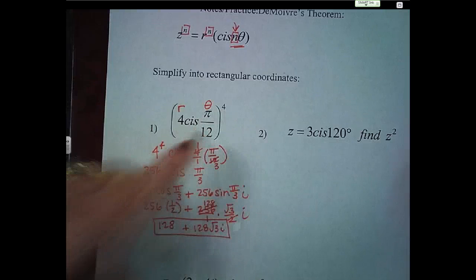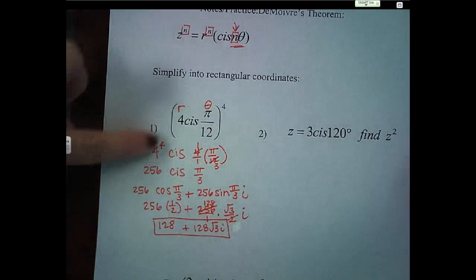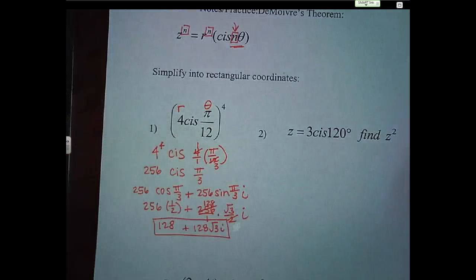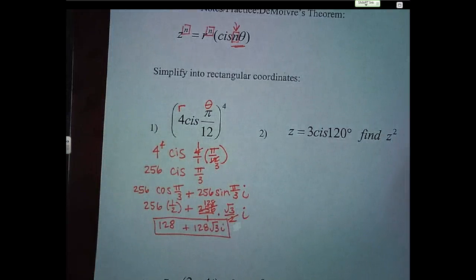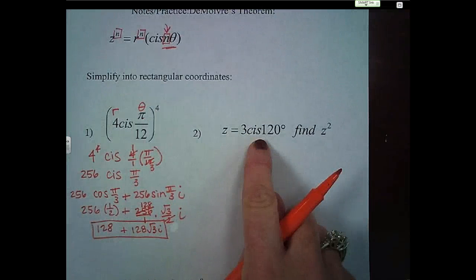If you're already in CIS, it's easy. Just apply it. You do 4 to the 4th power and you bring the 4 in front. You perform the CIS and turn it back into rectangular. Okay? So let's look at number 2. On number 2, I'm in CIS form already, so that's the easy one.